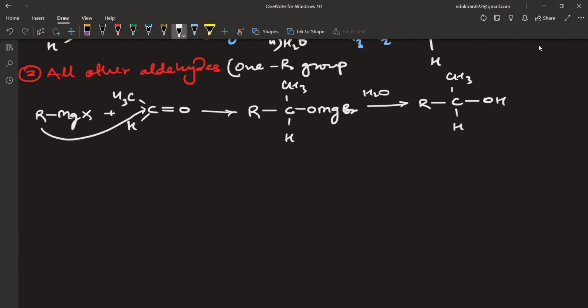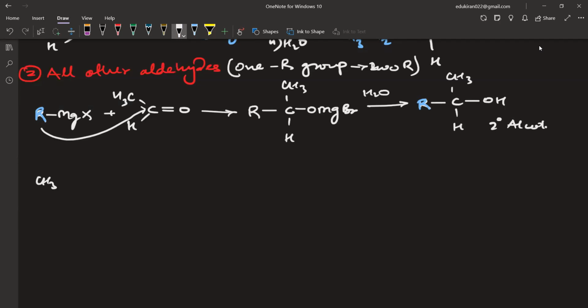You are going to form OH. So this is a 2-degree alcohol. Now, as you can see, this R group which we have in the Grignard reagent is getting attached on the carbonyl carbon, and you go from one R group to two R groups. You start with one R group and you end up with two R groups.